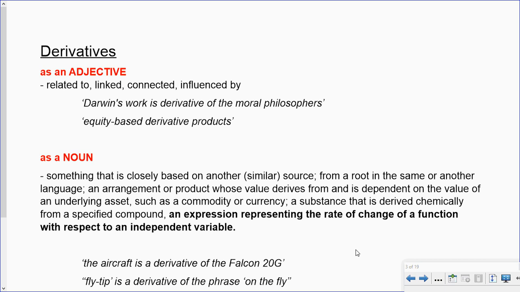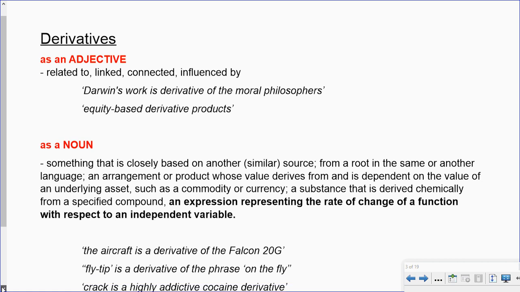Derivative can also be a noun. A derivative as a noun describes something that's closely based on or similar from another source. It's the root, the same, or another language, an arrangement or product whose value derives from or is dependent on the value of an underlying asset, such as a commodity or currency. It represents a rate of change of a function in math. So our derivative function is a rate of change function.